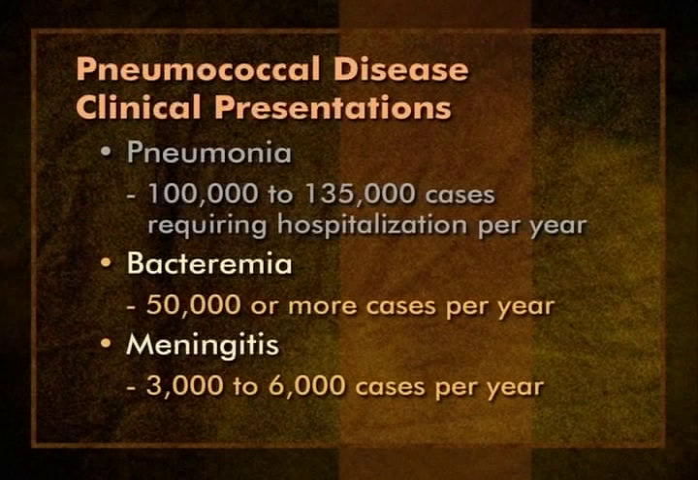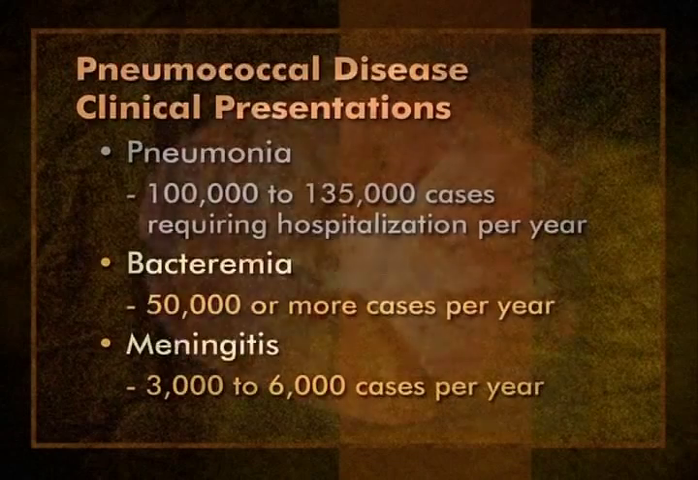Pneumococcal meningitis is much less common. There are 3 to 6,000 cases per year. But pneumococcal meningitis is often fatal, and survivors may have permanent neurologic damage.